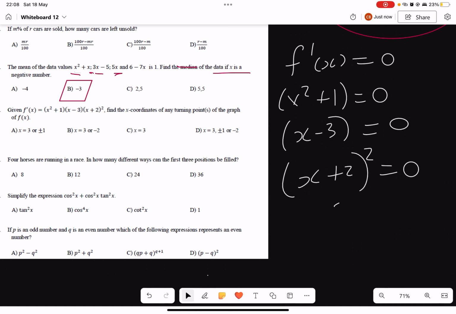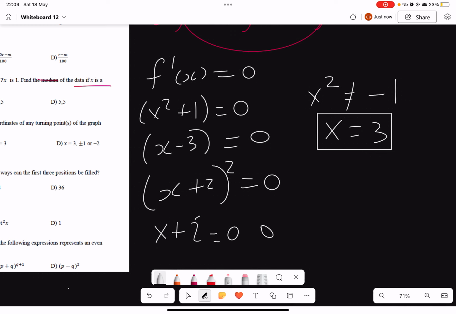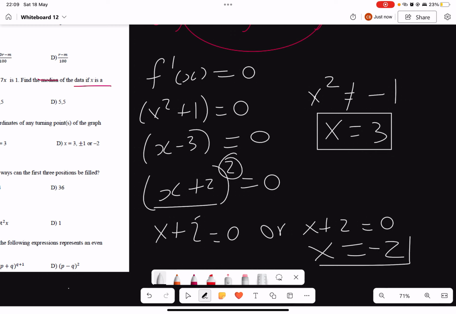So let's see now what are the options here. If you check the first one, we're going to have x squared equals negative 1. This can never be true, right? Because a square is always positive. A square can never be negative. Here we're going to have x equals 3, which is our first option. And then here we have x plus 2 equals 0, because we have a square here. It just means this bracket repeated. So the solution for that is just x equals minus 2.